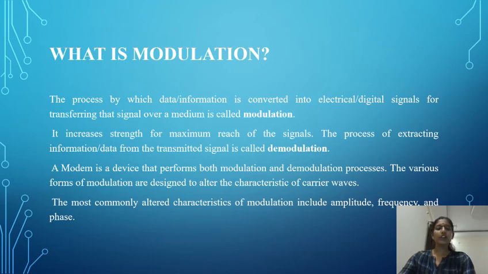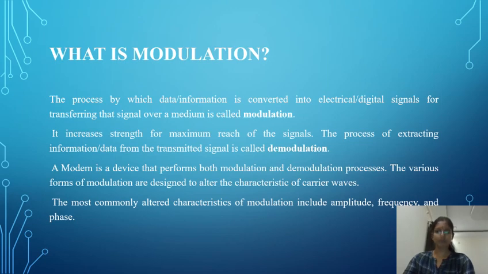So, the process by which data or information is converted into electrical digital signal for transmitting that signal over a medium is called as modulation. And here we have demodulation. Getting back the same signal from a medium, like getting back the same information or data, is called as demodulation. It increases strength for maximum reach of the signal. The process of extracting information or data from the transmitted signal is called as demodulation. Then, a modem is a device that performs both modulation and demodulation process.